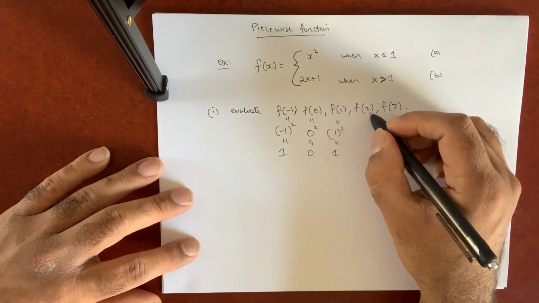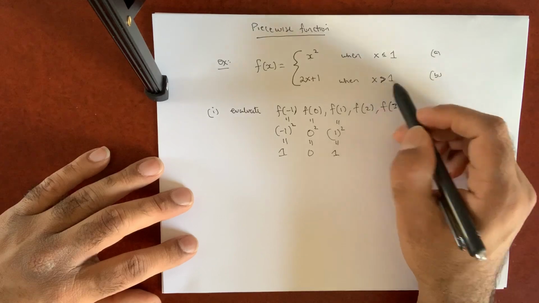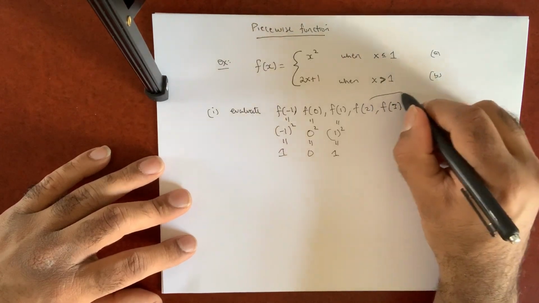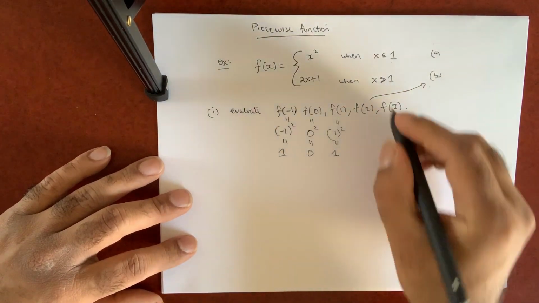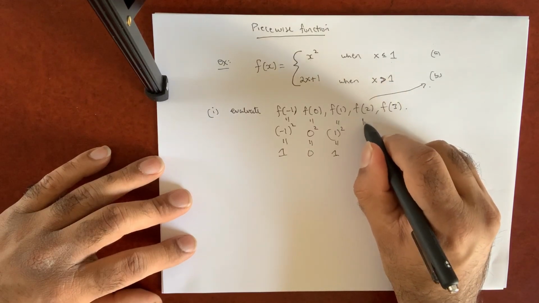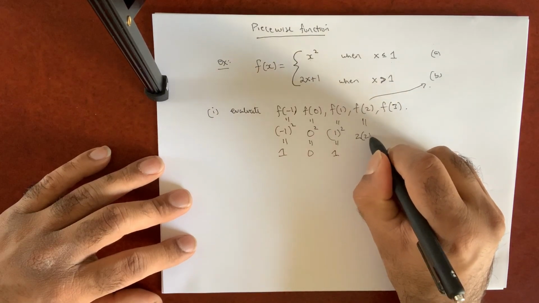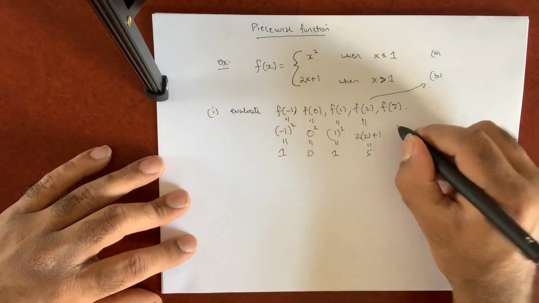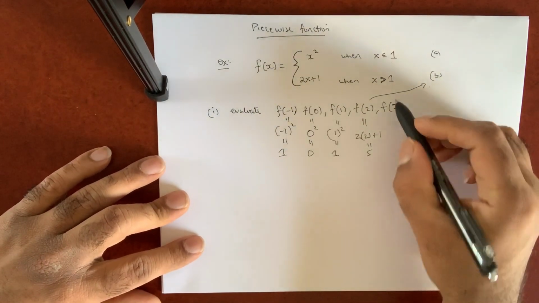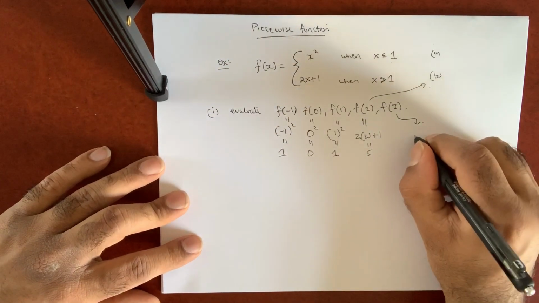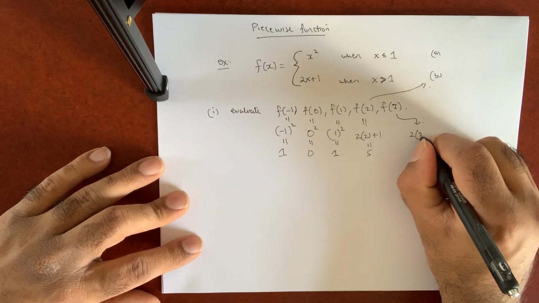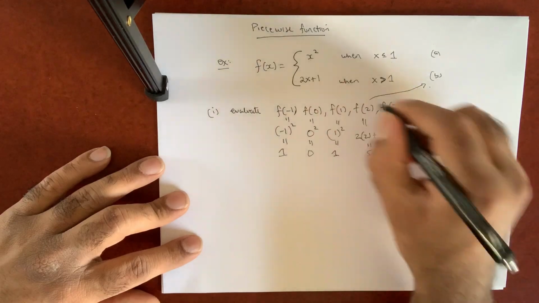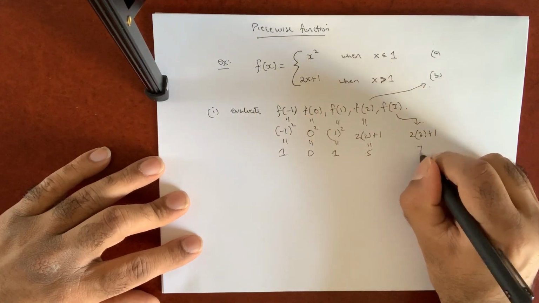What about for 2? Well, 2 is bigger than 1. So 2 satisfies category B. So I plug in, I get 2 times 2 plus 1, which is 4 plus 1, which is 5. 3 is also bigger than 1, so we get 2 times 3 plus 1. When we plug it in, 6 plus 1 is 7.